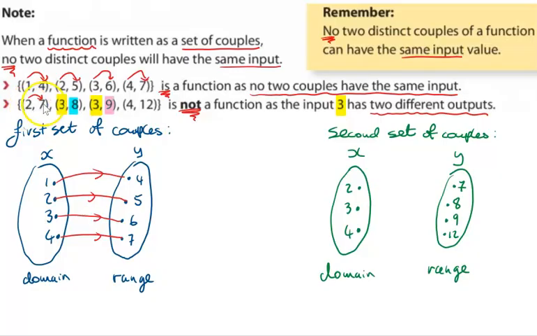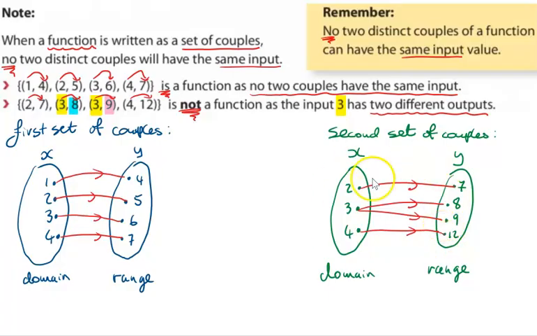So 2 maps to 7. So join 2 and 7 with an arrow. And then 3 maps to 8. And then 3 also maps to 9. And then 4 maps to 12.